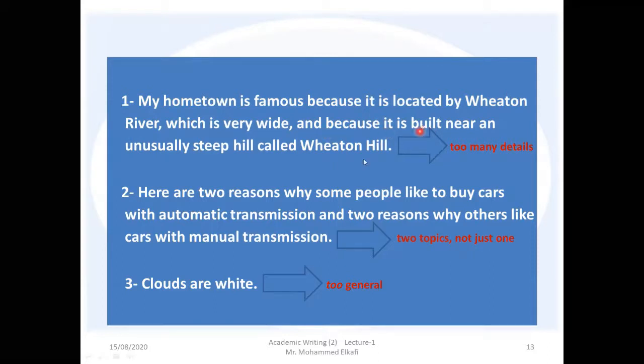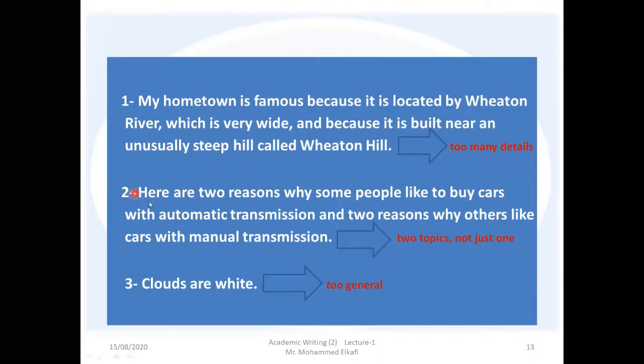And because, he adds more: it is built near an unusually steep hill called Wetton Hill. This is the second detail. So we have many details here. That means it cannot be described as a topic sentence, because a topic sentence should be the most general. When you say most general, that means it should not include too many details.